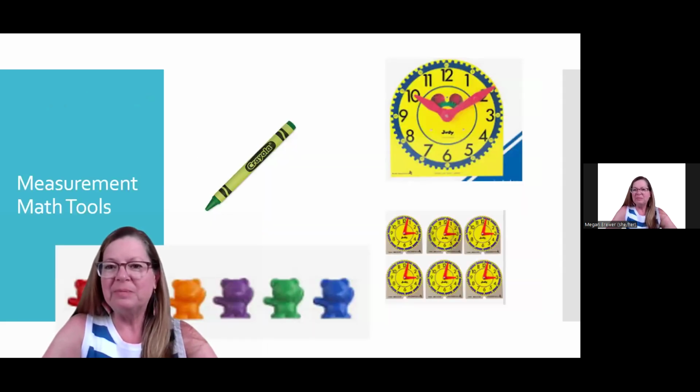Measurement math tools. These are the grade 1 standards in the area of measurement. Order 3 objects by length.